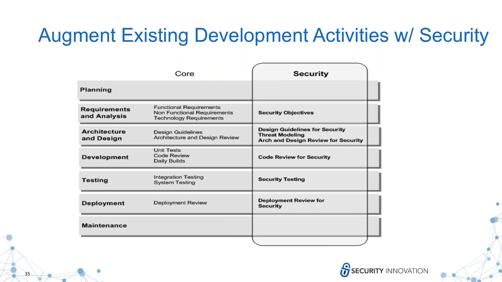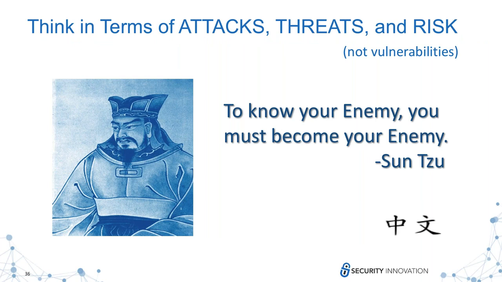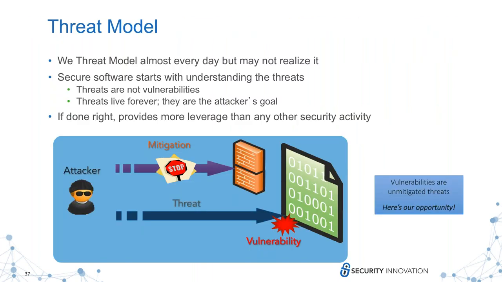So how do we think like an attacker to do that? We want to know your enemy, you must become your enemy. So you want to think in terms of attacks, threats, and risks, not necessarily the vulnerabilities. So we threat model every day, or almost every day, and maybe not realize it. But secure software applications start by thinking about threats. So threats are not vulnerabilities.